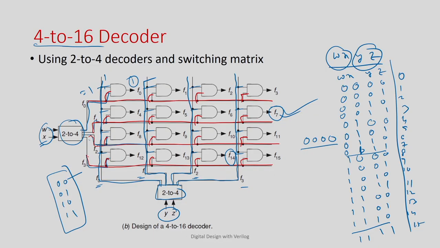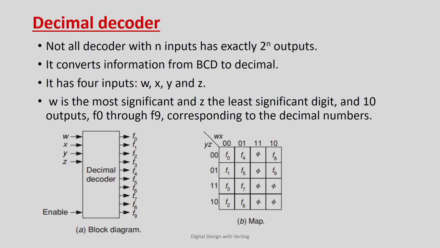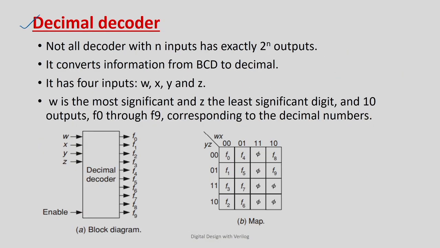Okay, so this way I can just use 2 to 4 decoders and 16 AND gates to get a 4 to 16 decoder. Okay, so next I'll discuss the decimal decoder. It is the same as a decoder. In a decoder, as I mentioned, if there are n inputs there are 2 to the power n possible outputs. So if there are 4 inputs, there are 16 outputs, right.